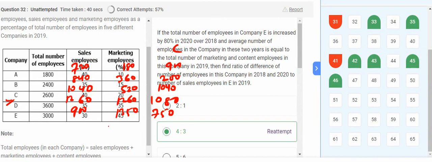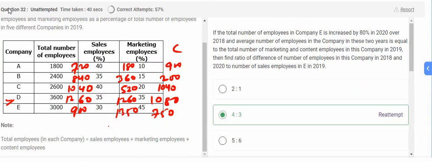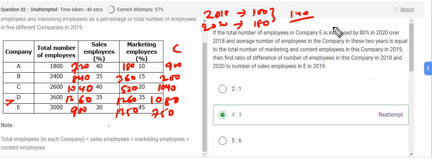Okay, so second question saying that if total number of employees in company E is increased by 80% in 2020 over 2018. So in 2018, suppose there were 100 units of employee, right? So in 2020 it is increased by 80%. So now it is 180 employees, right? So average will be of 140.